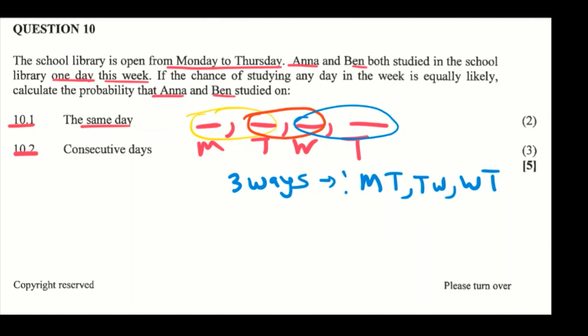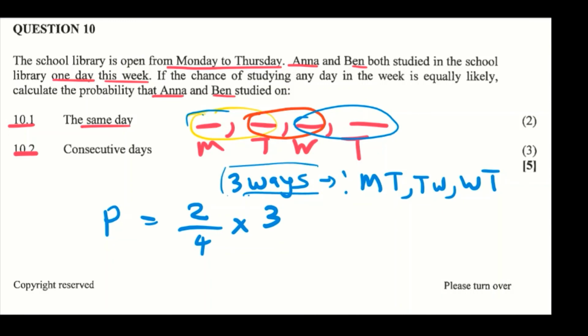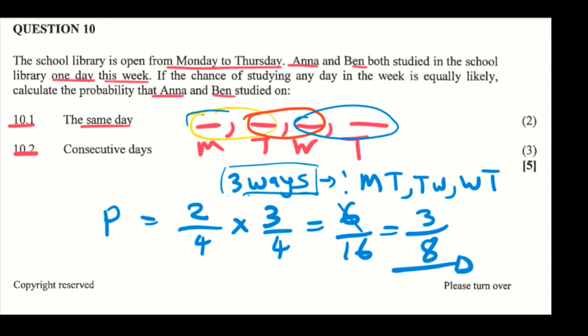And because both of them are in a pair, you're just going to write the probability is equal to 2 over 4 multiplied by the 3 ways in which they can study on consecutive days, divided by 4, so it's going to be equal to 6 over 16. So 2 goes how many times here? It goes 3 times, divided by 8. So this would be the answer for this problem here.